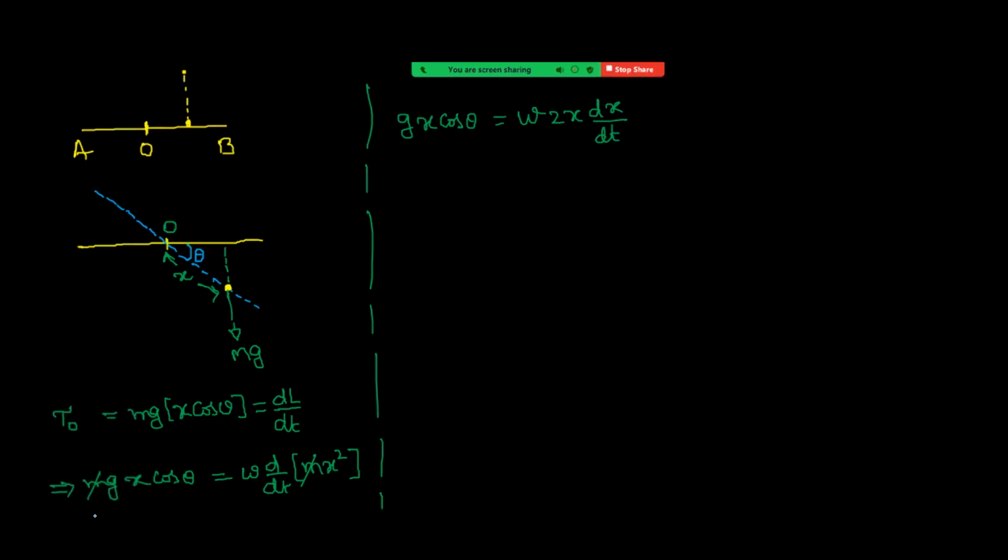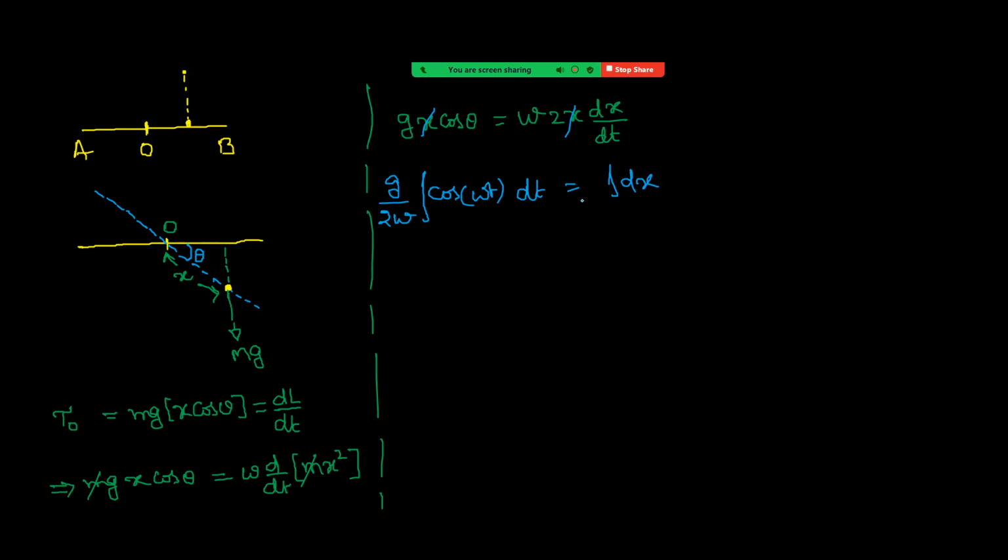Now simplify this. x gets cancelled; omega is constant and 2 is constant. I am taking g by 2 omega, and in place of theta I can write cos omega t, since omega is constant and theta equals omega t. Integration of cos omega t dt equals, on the right side, the integration of dx.